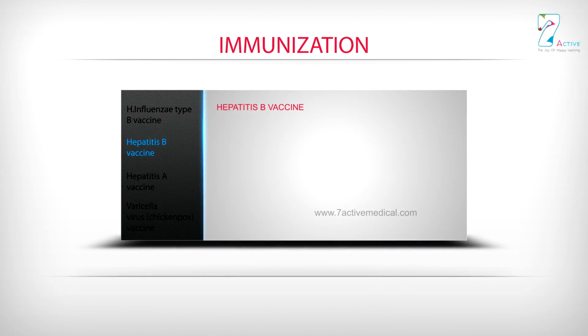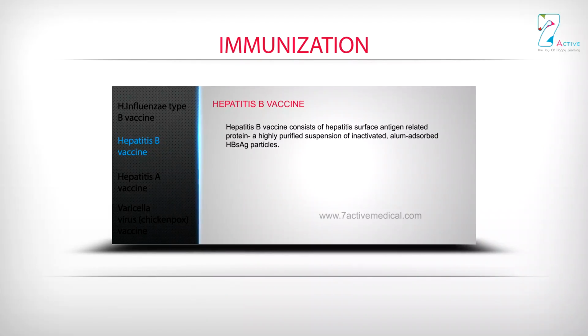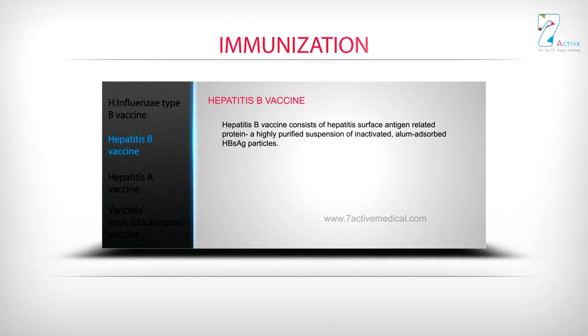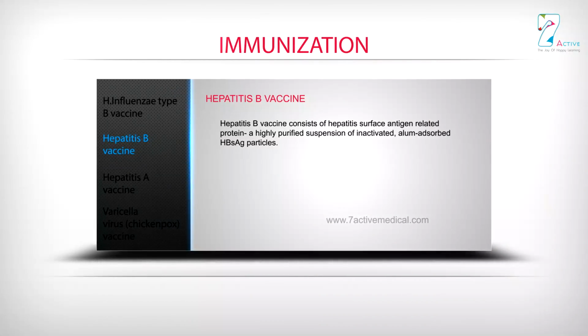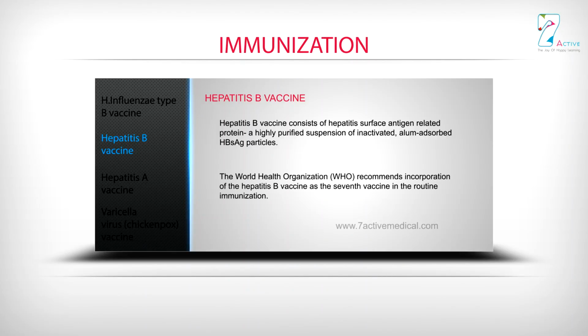Hepatitis B Vaccine. Hepatitis B vaccine consists of hepatitis B surface antigen-related protein, a highly purified suspension of inactivated alum-adsorbed HBsAg particles. The World Health Organization (WHO) recommends incorporation of the hepatitis B vaccine as the 7th vaccine in the routine immunization.